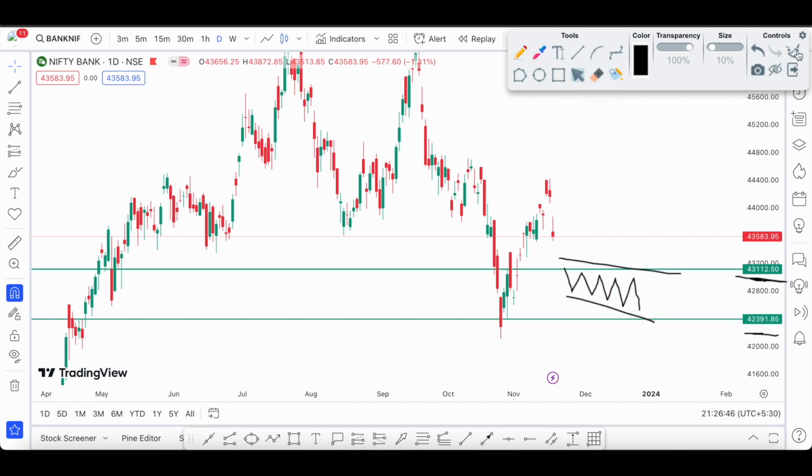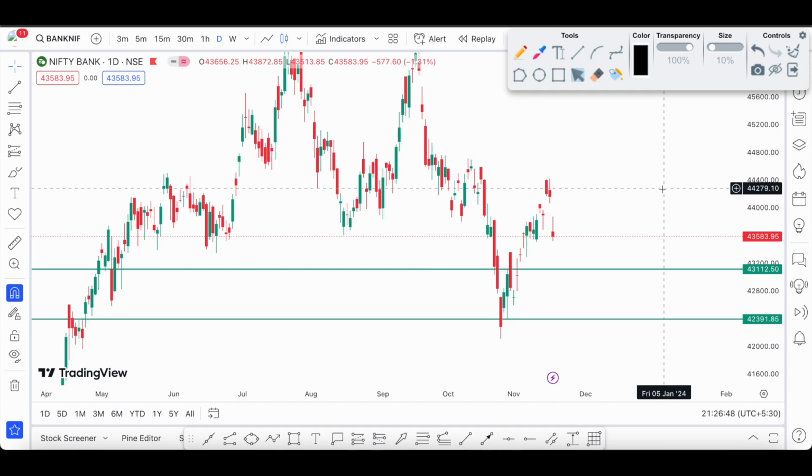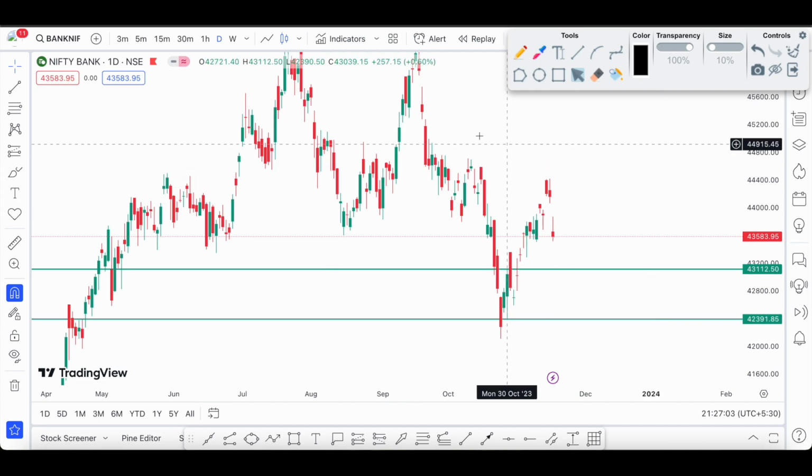As I said, I did not get any solid levels in Bank Nifty. So I will see how the further price action develops, and if I get any level, as you all know, I will update it in the Telegram channel.